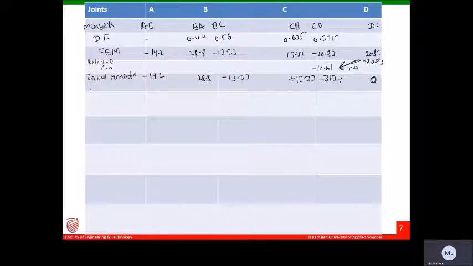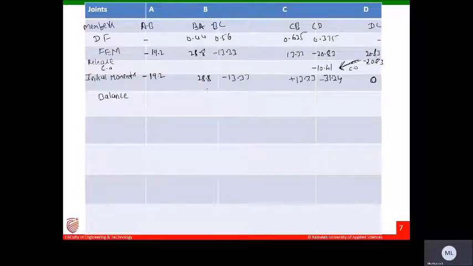Now your next step is to calculate. Next step is we need to do the balance. Let us do the balance. Now I need to do the balance at the intermediate support. So which is the intermediate support? B and C are the intermediate supports. So I need to do the balance of the movement. This is a trial and error method.